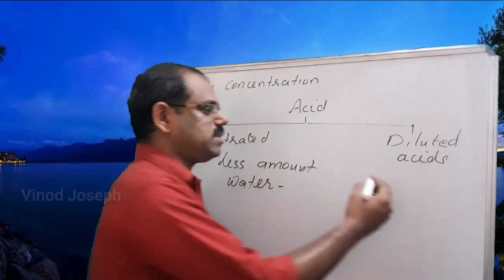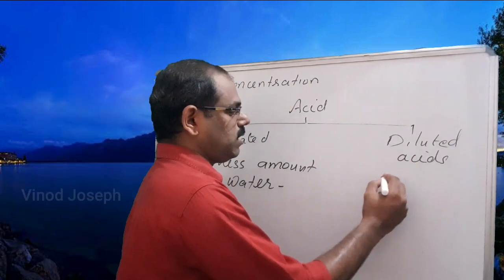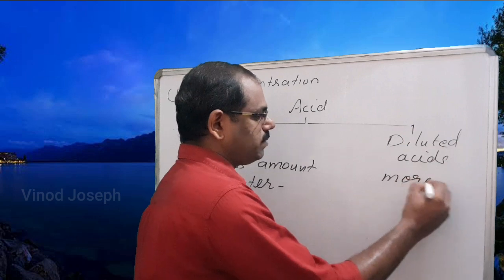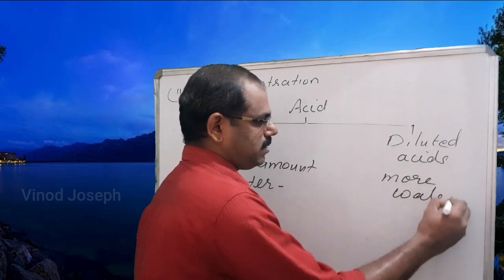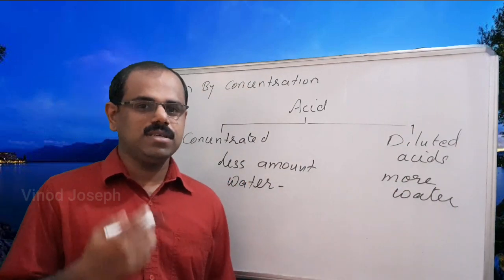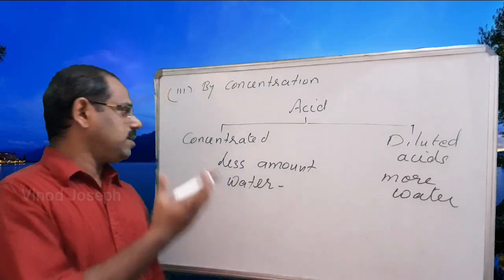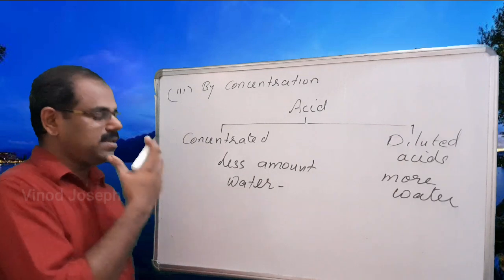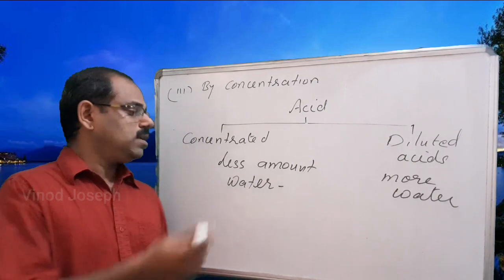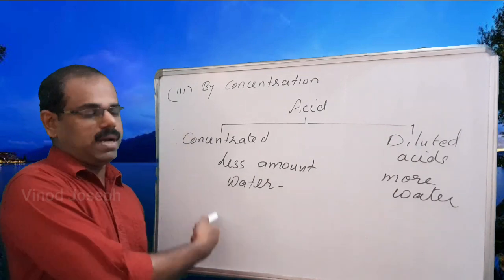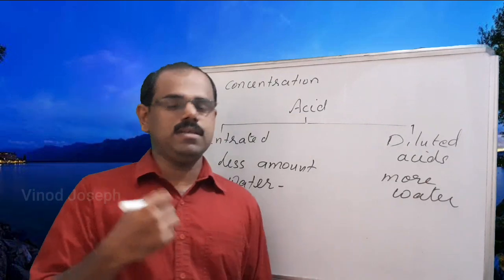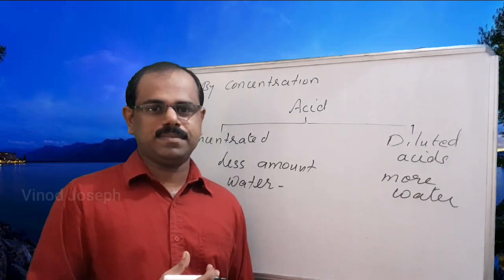Or here we say a large amount of water present. So dilute acid means it contains more water, and concentrated acid means it contains less water. Otherwise, this one contains more acid particles, and here it contains fewer acid particles.